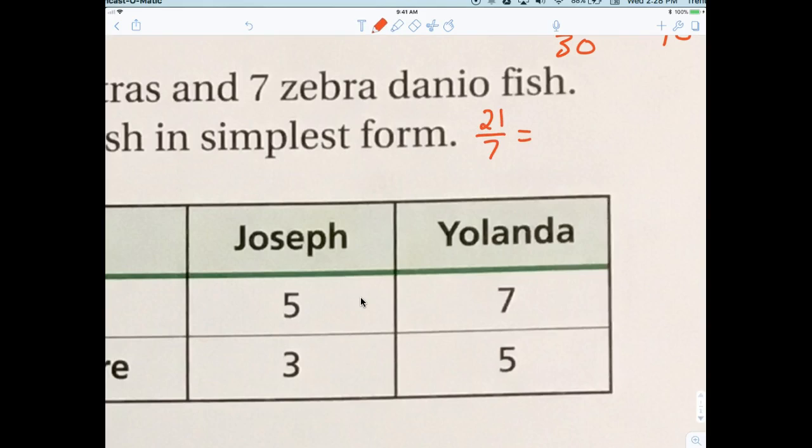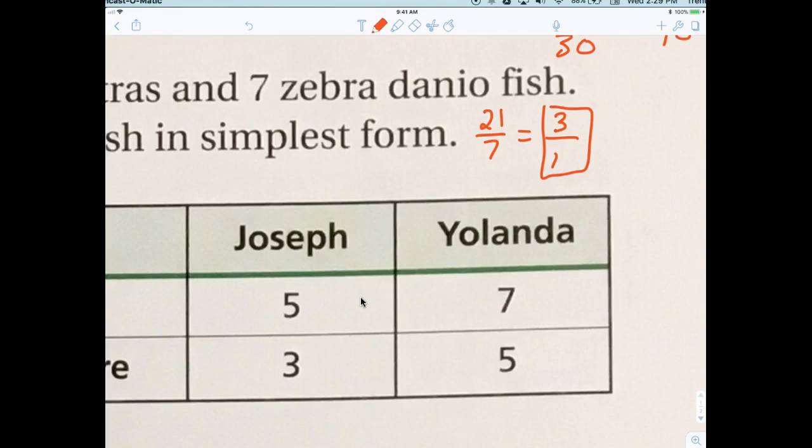21 over 7, which reduces to 3 over 1. Now, is 3 over 1 the same as 3? Yes. But because they said write it as a ratio, you have to leave it as what? 3 over 1. But if you wrote 3, would I mark it wrong? No, because 3 is the same as 3 over 1. I'm just trying to show you.